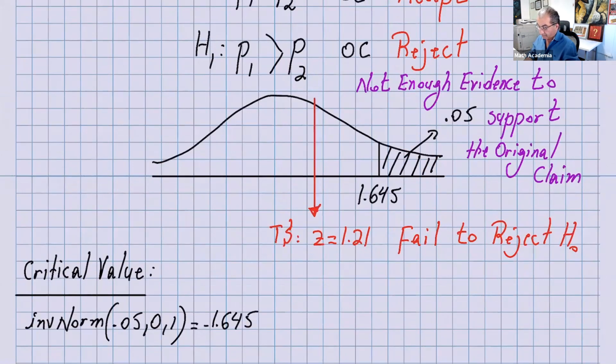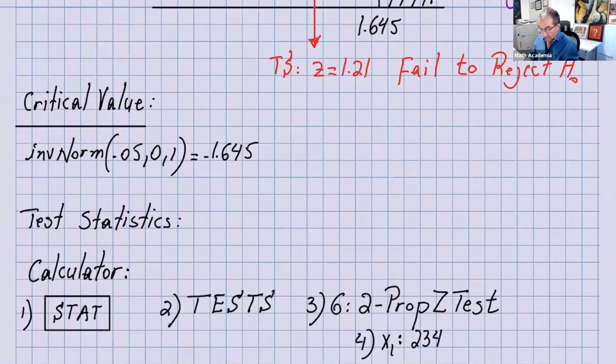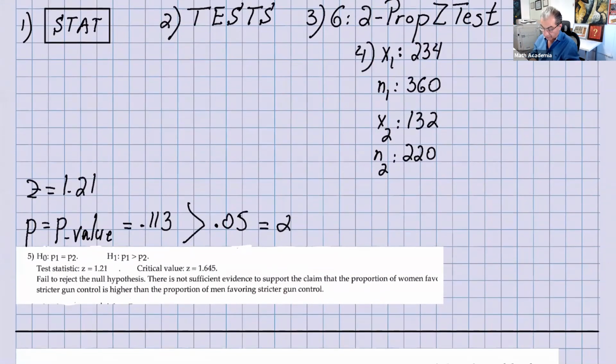So the first conclusion is fail to reject H0. Fail to reject H0, that means you accept H0 and you reject H1. Then you go to your OC, or the original claim, it says reject. We are rejecting the original claim, so not enough evidence to support the original claim, or the claim that says the proportion of women is greater than the proportion of men. You can use the formula also, but the calculator will do that for you.